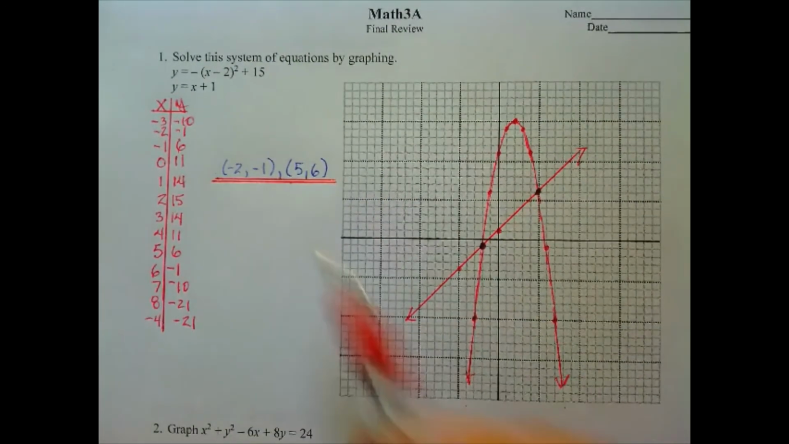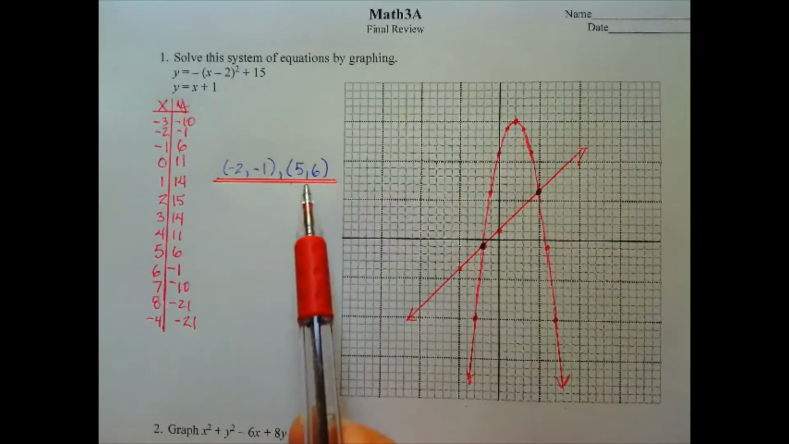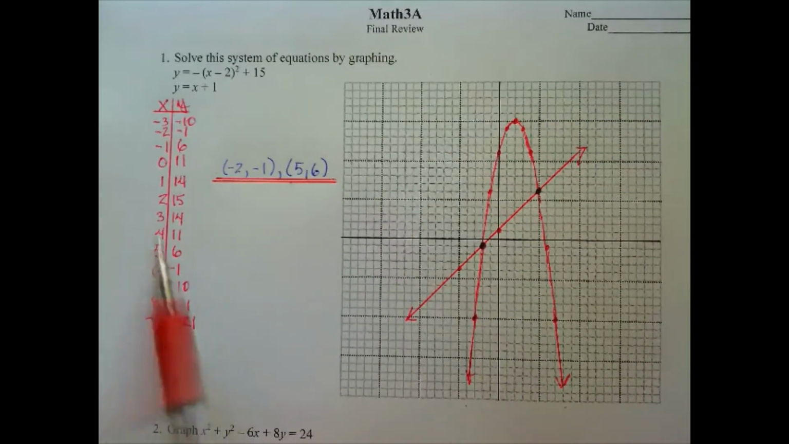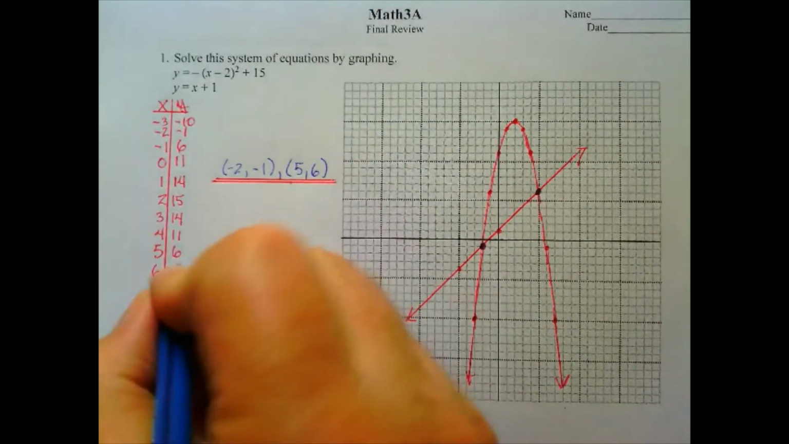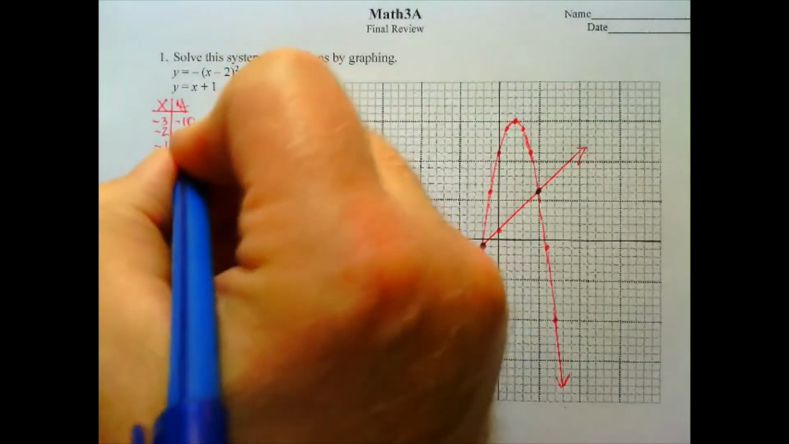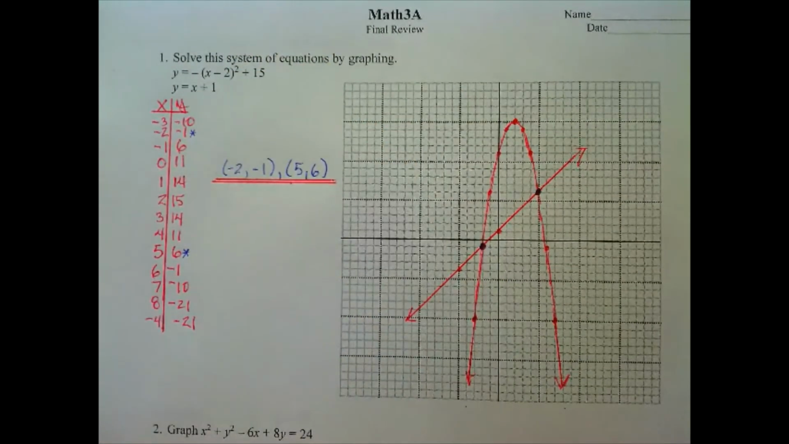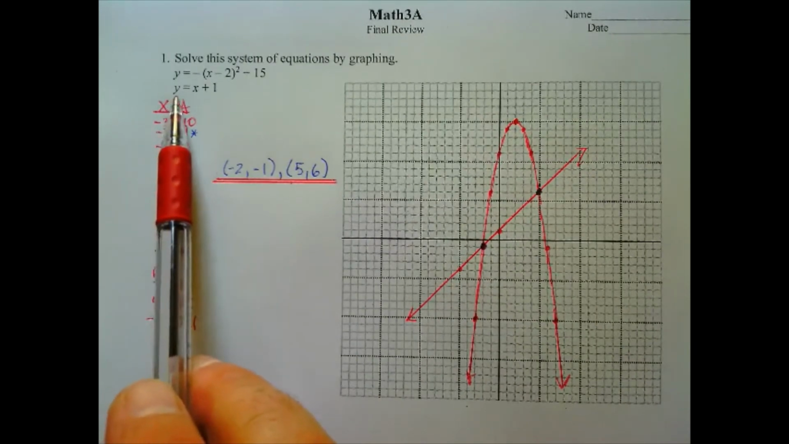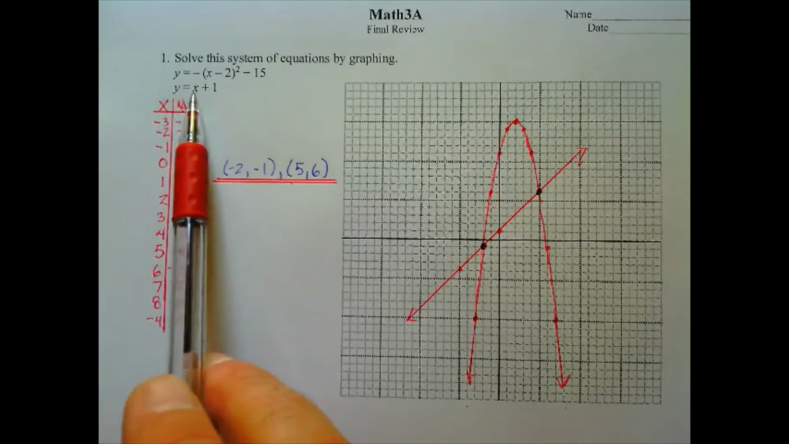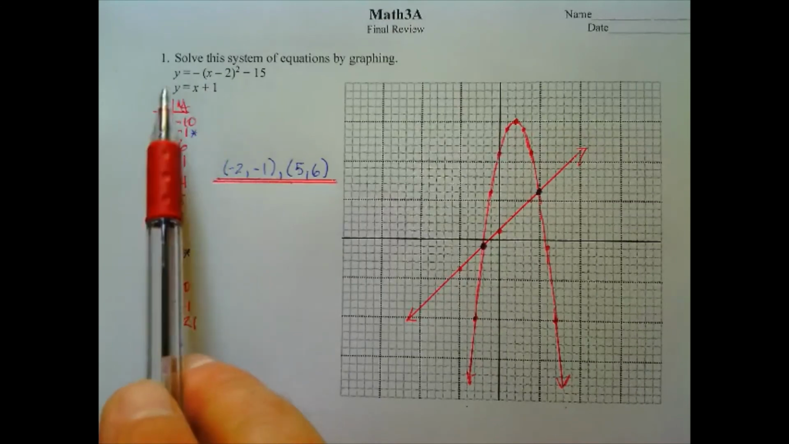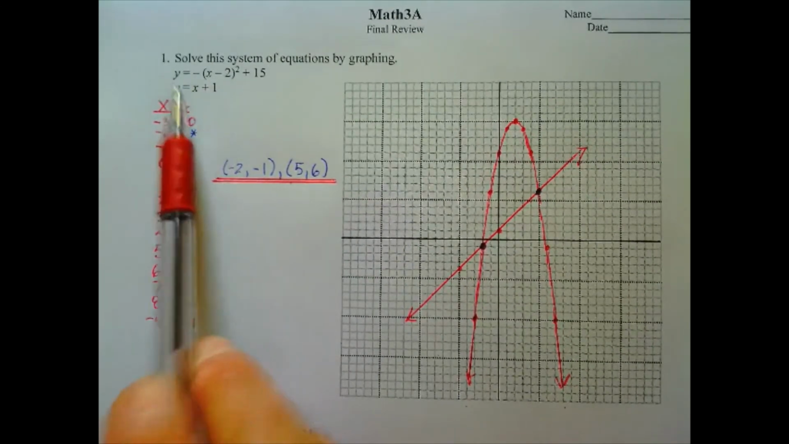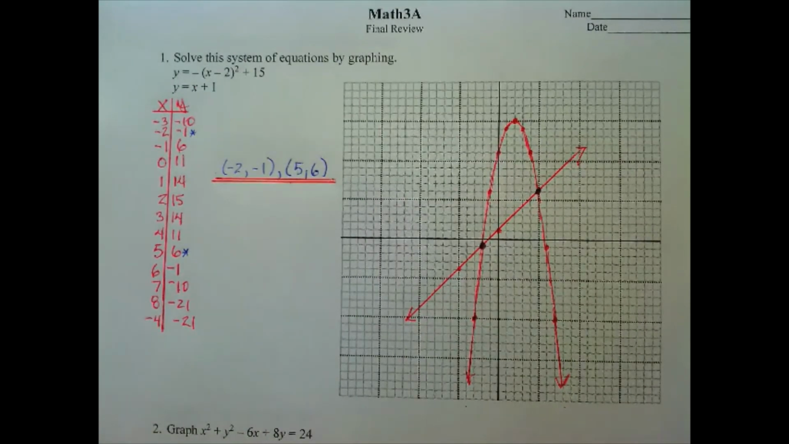Now we know that the negative 2, negative 1, 5, 6 work for the parabola because, of course, here is the 5, 6. Here is the negative 2, negative 1. To see that they also work for the straight line, if I put in a negative 2 plus 1 is a negative 1, so that one works. If I put in a 5 plus 1, that's 6, and so the second one works. And so there is problem 1.